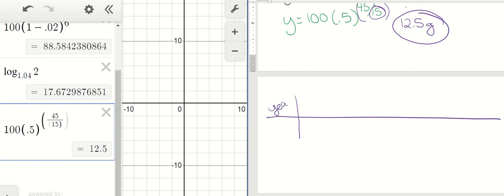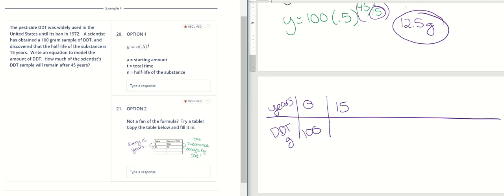And in the top, let's put years. And in the bottom, let's put how much DDT there is in grams. At the very beginning, after no time has passed, there was 100 grams of DDT. We know every 15 years, DDT cuts in half. So after the first period of 15 years, how much DDT is there? 50 grams. After the second period of 15 years, after 30 years, how much DDT is there? What's half of 50? 25 grams. After the next half-life, after 45 years have passed, how much DDT is there? Cut that 25 in half, 12.5 grams.